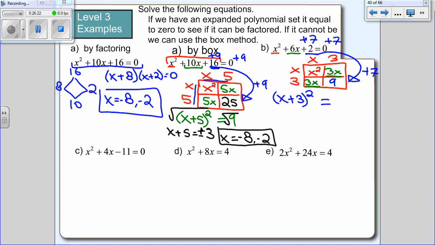Now I have a level 2 problem. I have something squared equals a number. How do I solve that? I square root both sides. When I square root both sides, I have x plus 3 equals positive or negative root 7. I then have to move my 3 over, so it becomes x equals negative 3 plus or minus root 7. That would be your final answer. That is a question that's not factorable, but you can still solve it.